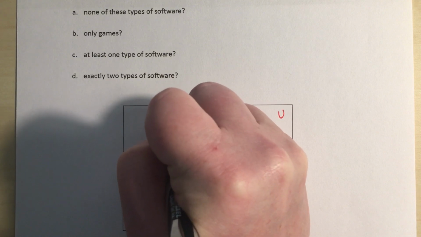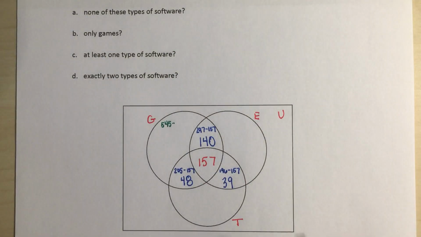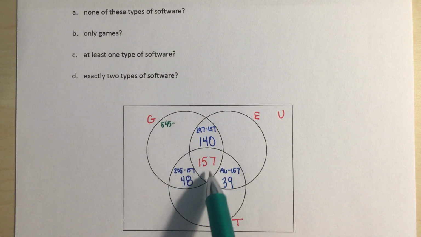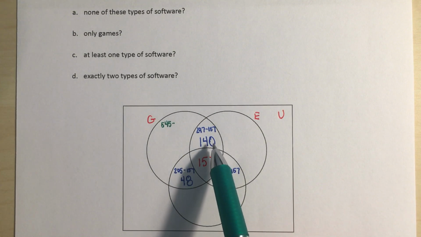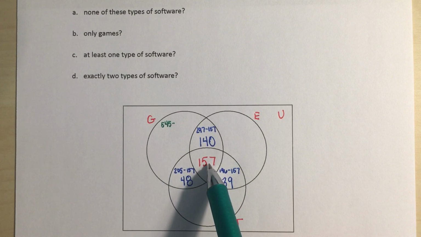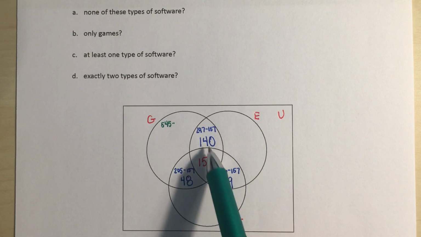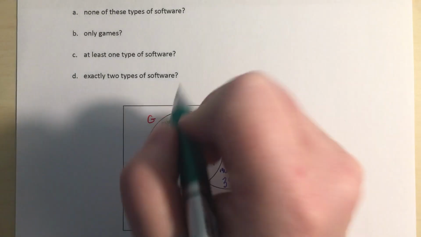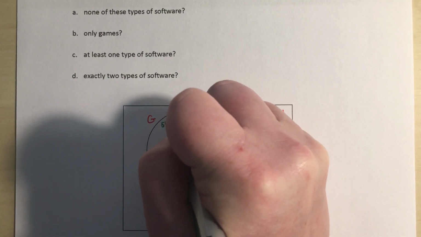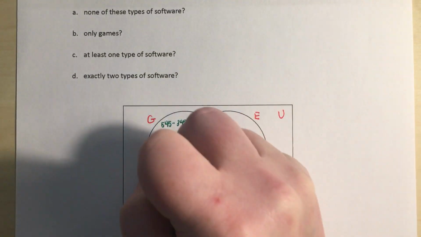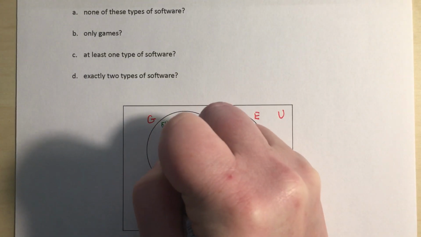Now, what we need to subtract is the total of all three of these. So we're going to add 140, 157, and 48. So add all three of these numbers here that are in this circle. That's going to give us 345. So we subtract and we're left with 200.